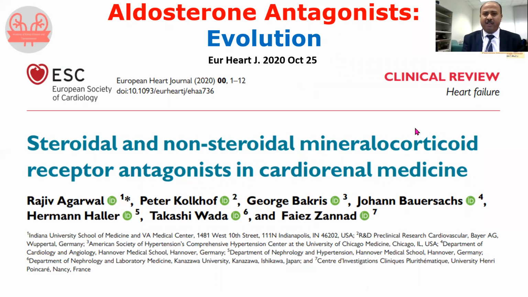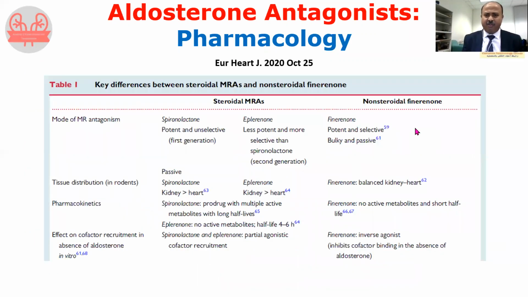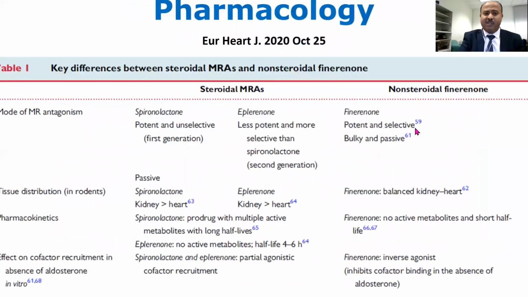I'd like to share with you this very important critical review about the steroidal and the non-steroidal mineralocorticoid receptor antagonists in cardiorenal medicine. I like this article because it shows a lot of exciting pharmacological and other effects of using mineralocorticoid receptor antagonists. So we have two major types, steroidal and non-steroidal. What are the members of steroidal? All of us are aware of spironolactone. It is the first generation mineralocorticoid receptor antagonist. Eplerenone is the second generation, and the third and current generation is represented by Finerenone, and it is potent and selective.